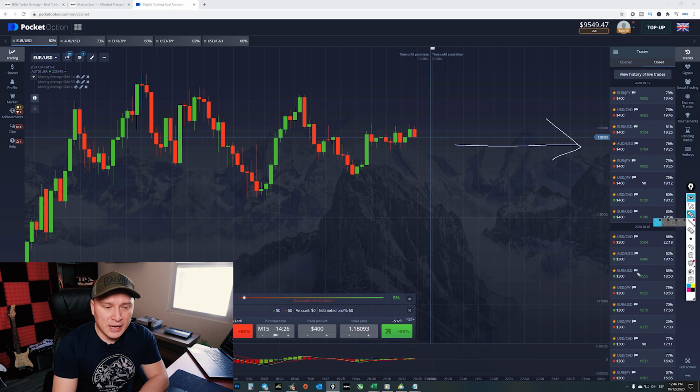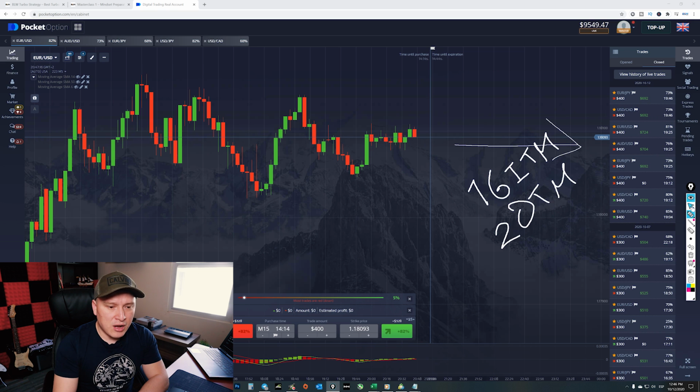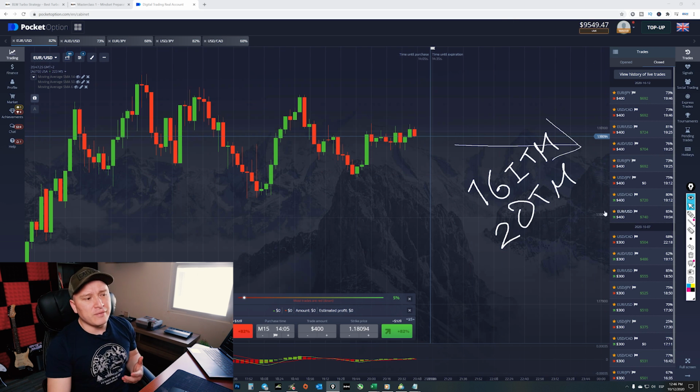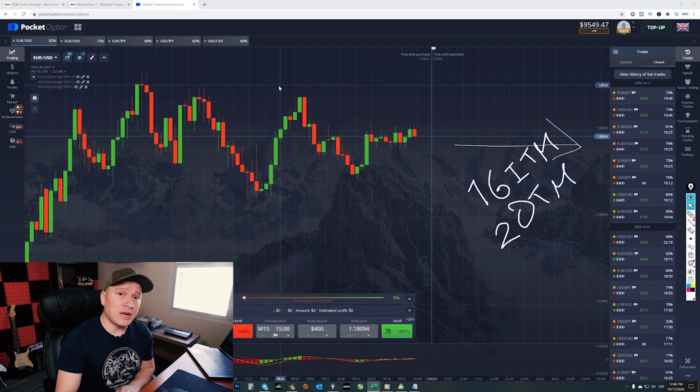Overall, I was able to have 9 in the money here and 7 in the money here. So that brings me to 16 in the money and 2 out of the money. Now, how much is that in actual percentage? That's 16 out of 18, an 88.88% in the money rate. And that's not even the most important thing. The most important thing is actually the balance increase that I was able to have.